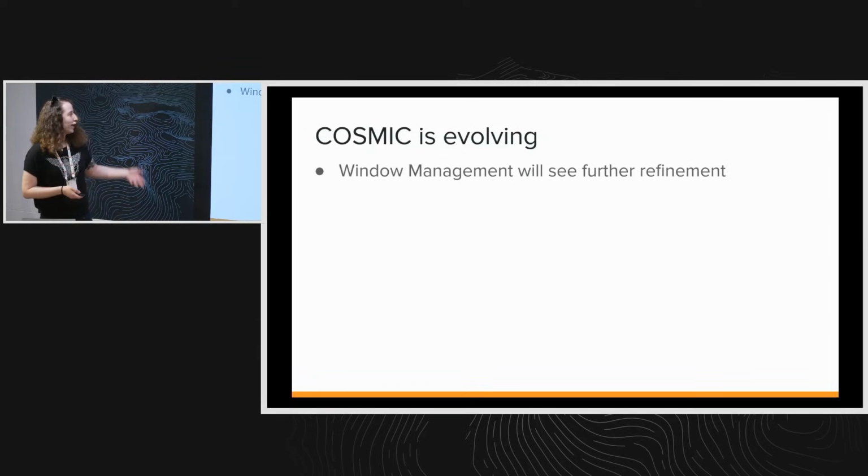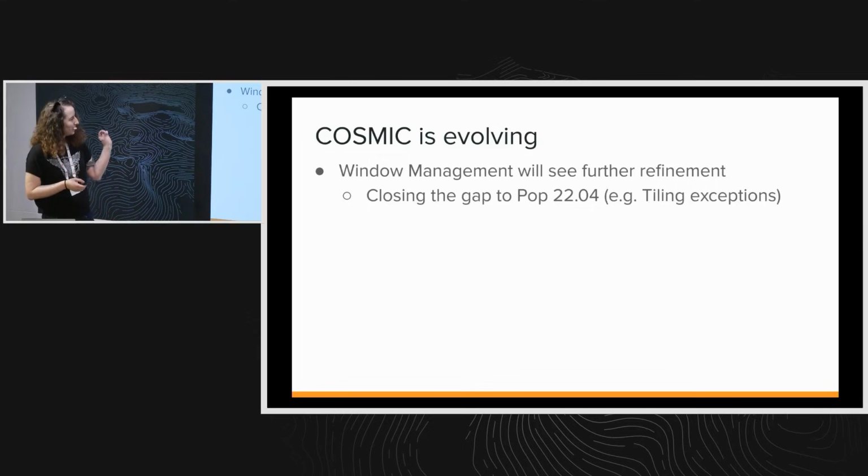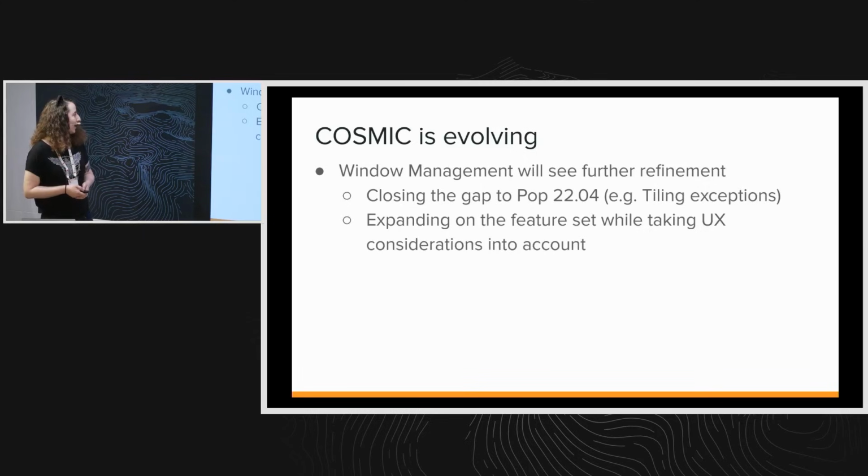And in a similar way, window management will, of course, also see further refinement. There's still a little gap of things that we need to bring over from PopShell. For example, we have tiling exceptions. There's a list of windows that should never be tiled by default. And you can edit that in a config file, but on PopShell, we had a way for users to graphically select a new window they wanted to add to this list. Little stuff like that still missing.